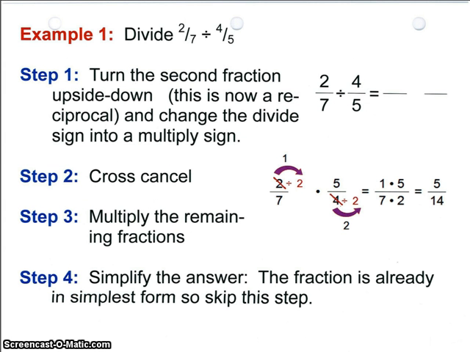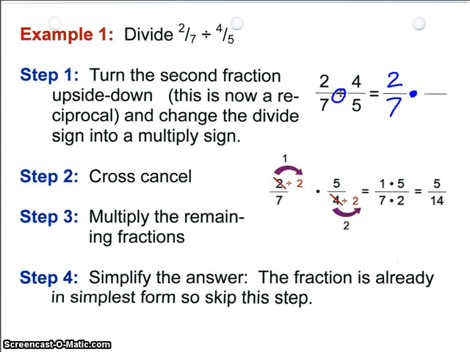So let's take a look at an example problem here. We have 2/7 divided by 4/5. Remember, we're going to turn the second fraction upside down, and we're going to find the reciprocal of 4/5. So we're going to do nothing with the first fraction, and instead of dividing we're going to multiply.